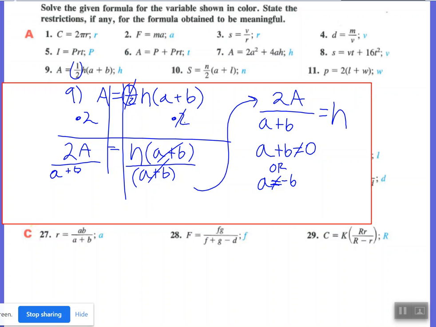So this is, oh, so that's how we got it. No, this is what we've got. All right.